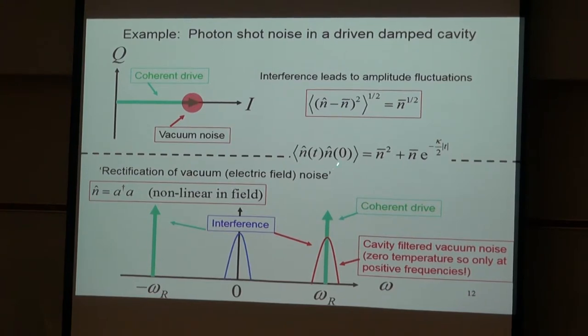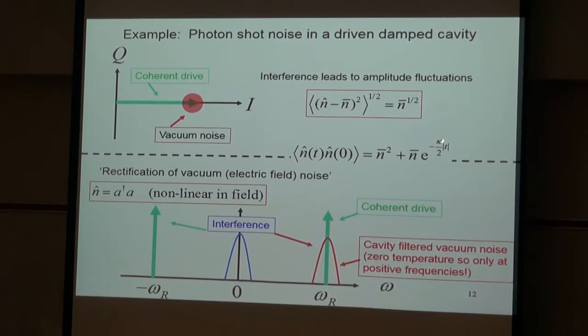And so if you look at the autocorrelation function for the number of photons that are inside the cavity, there's some average part. And then there's a fluctuation part, whose amplitude is just given by Poisson statistics. And there's an autocorrelation time, which is related to the decay rate of the cavity, kappa. But notice that it's divided by 2.